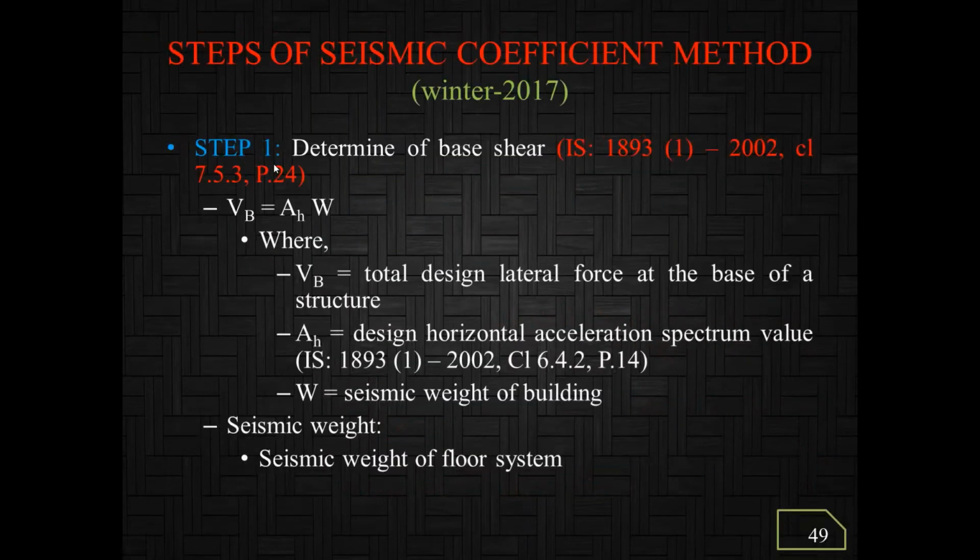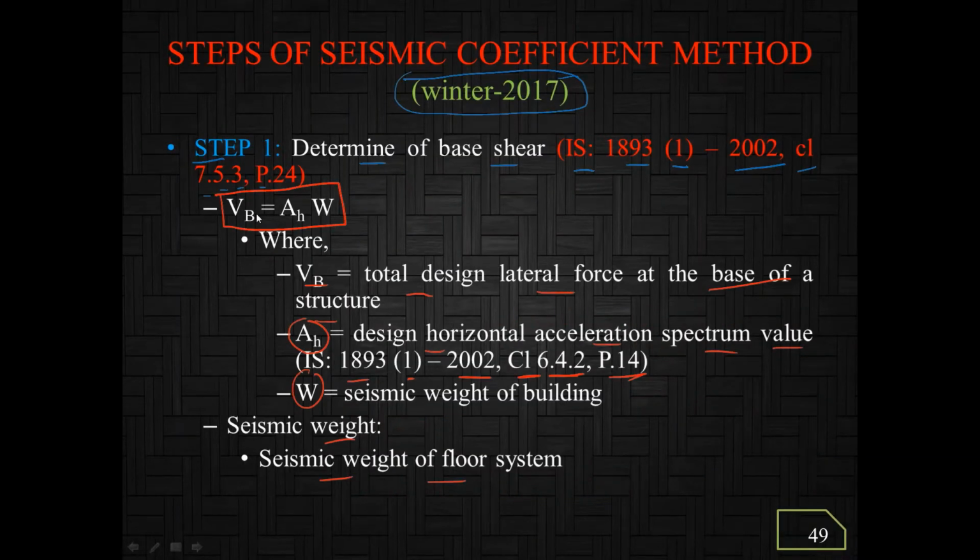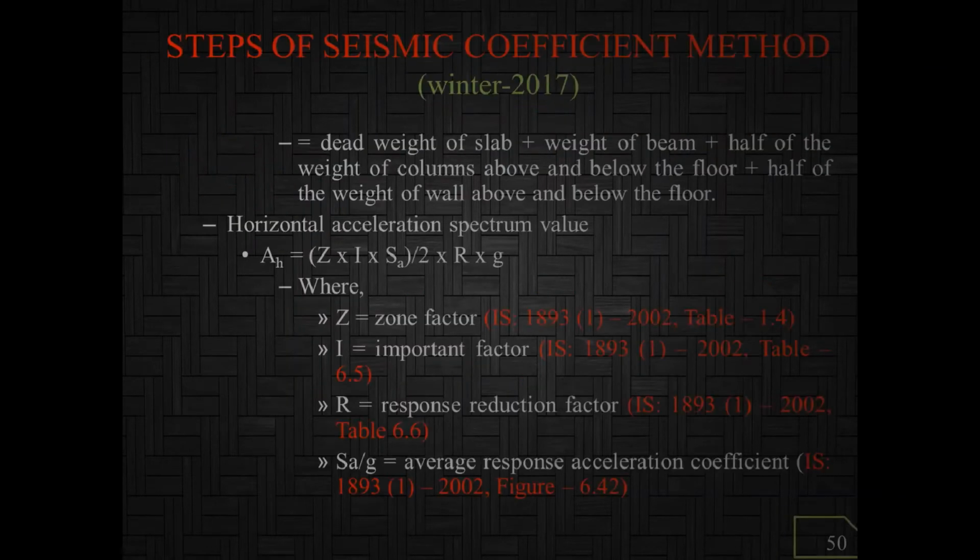After calculating AH, we have to provide this value in this equation. VB is equal to AH into W, so we can find out base shear. And after calculating base shear, we have to distribute this base shear on all other floors. Okay, this is just the steps, you have to remember it.